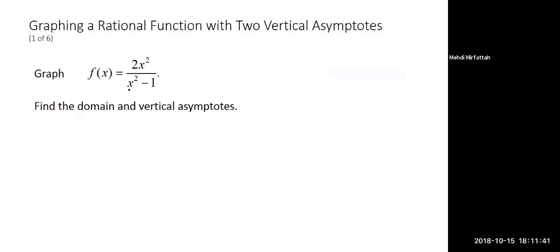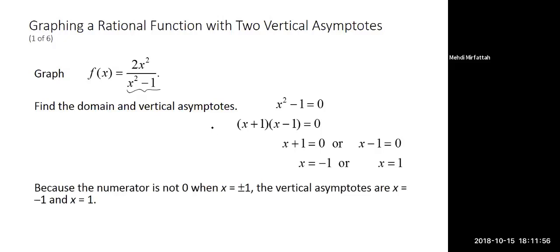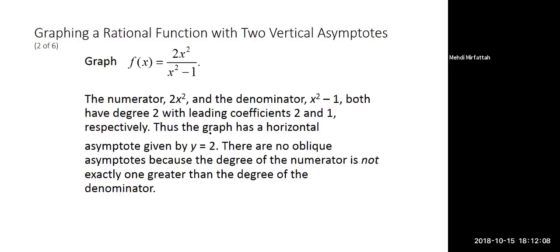If you recall, we just take whatever you have at the bottom of the fraction, let it equal to 0, and you get two lines here. x equal to plus and minus 1 would be your vertical asymptotes. So now we can find the domain to be from negative infinity to negative 1, negative 1 to 1, 1 to infinity. The numerator is 2x to the power of 2, and the denominator is x squared minus 1.